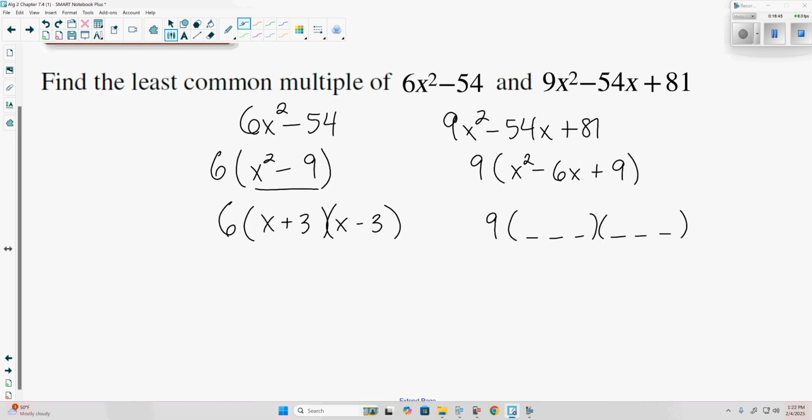Since our third term is positive, the signs are the same, match the sign of the middle term. So negative and negative. Factors of x squared are x and x. Now our factors of 9 are 1 and 9 or 3 and 3. Which one do we want to try first? 3 and 3. And if we do check this here, we will get a middle term of negative 6x.